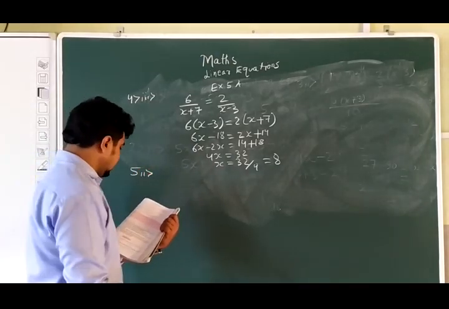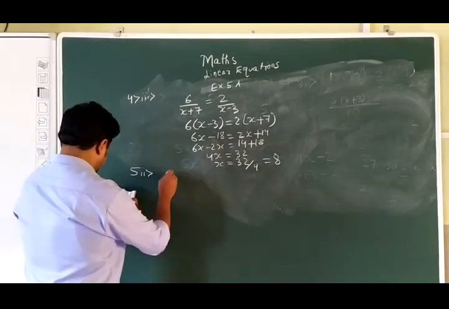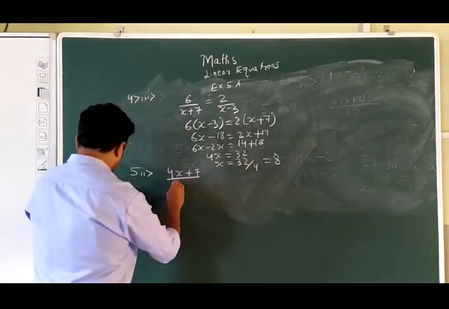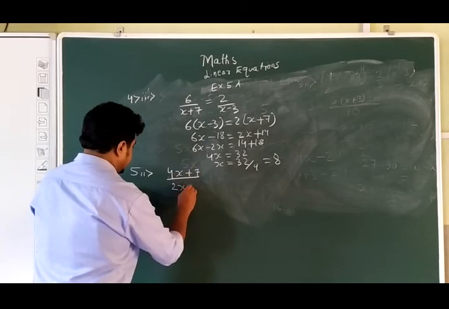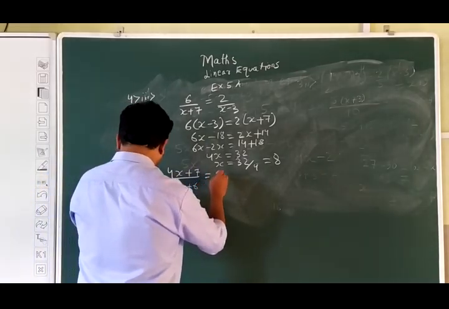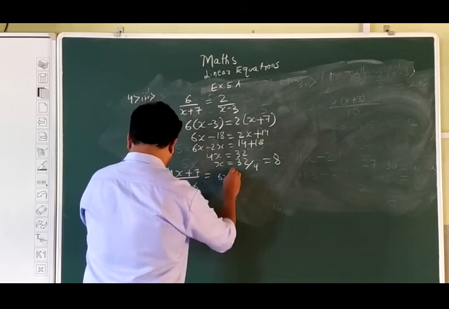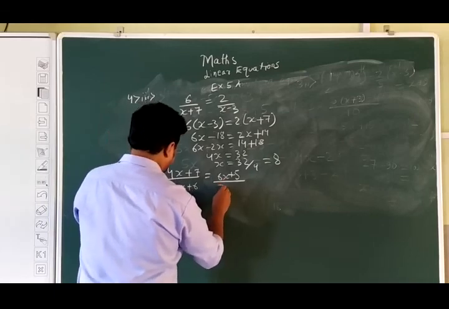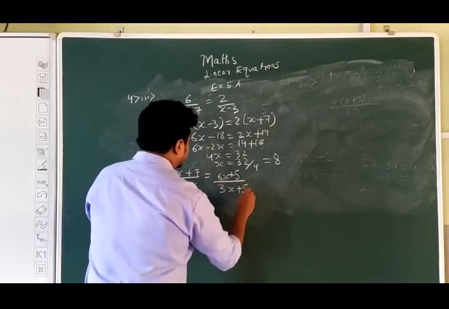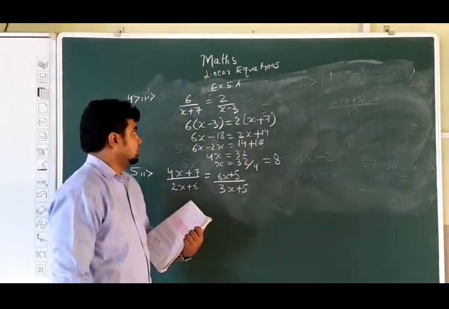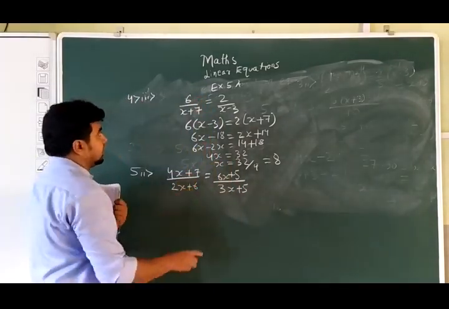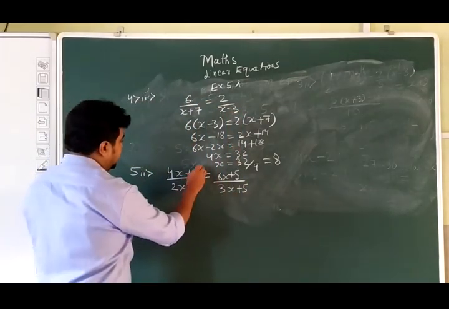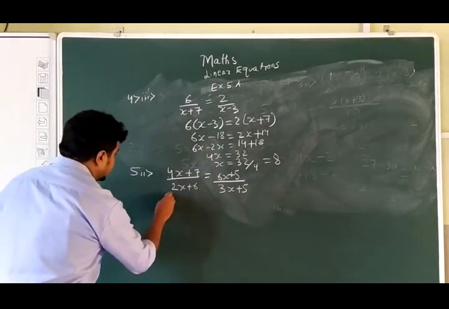In 5 bit 2 it is given 4x plus 7 divided by 2x plus 6 equal to 6x plus 5 divided by 3x plus 5. Now, what is the difference between this and the previous question? Here only a constant was given, so we were multiplying the constant with this term. Now in this, both the expressions are given. We will be multiplying both the algebraic expressions.